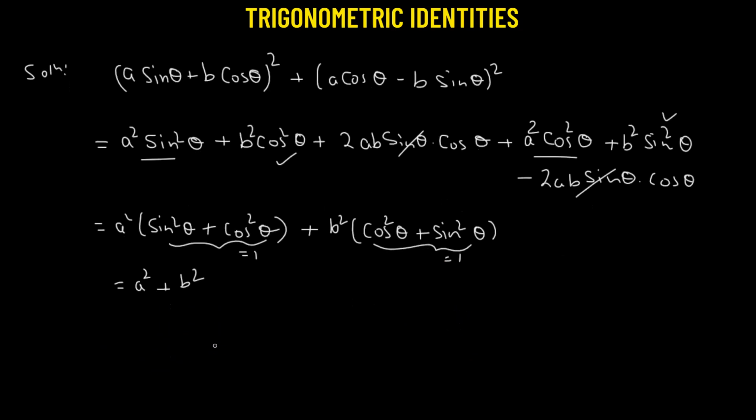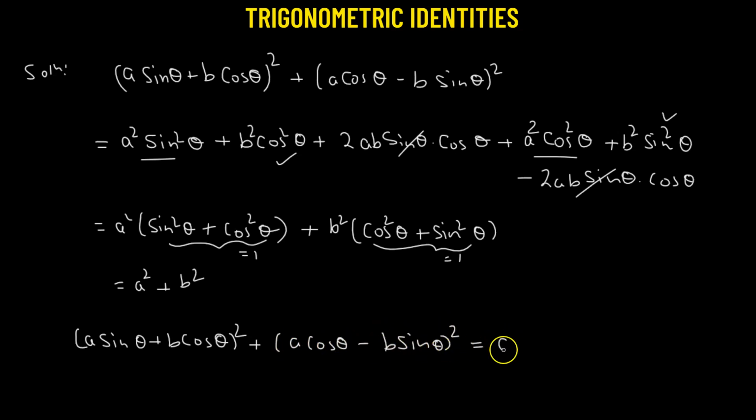Hence, we can say that whenever we have a sine theta plus b times cosine theta whole squared added to a cos theta minus b sine theta whole squared, then this value is going to be equal to a squared plus b squared.